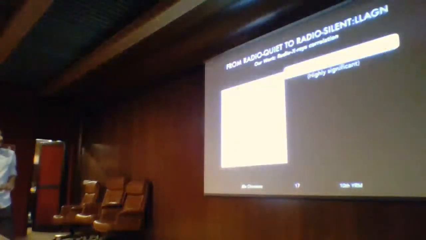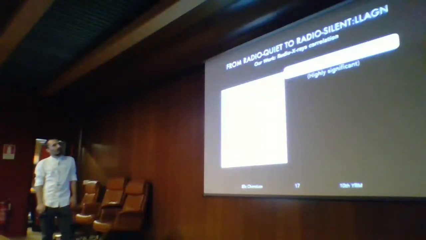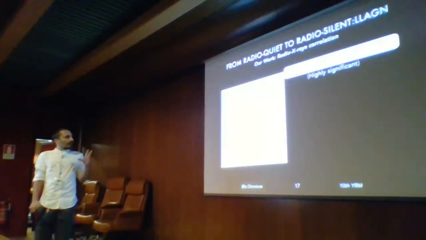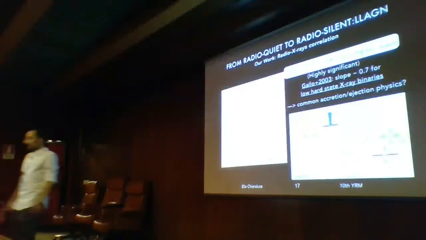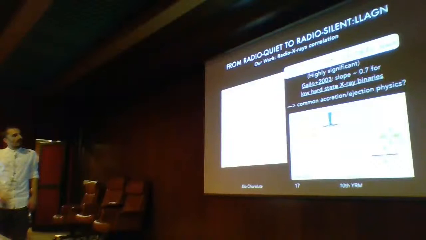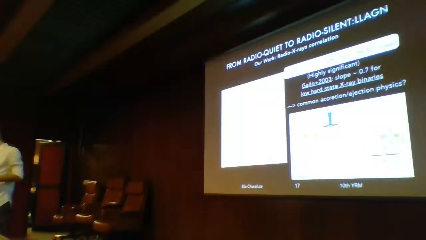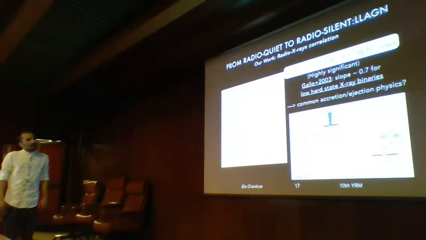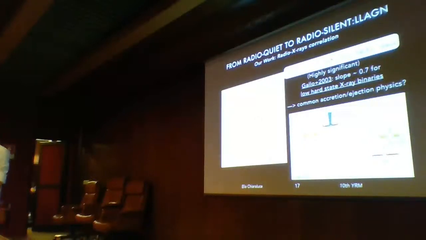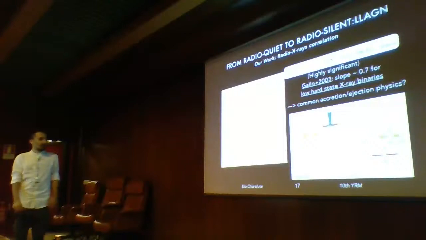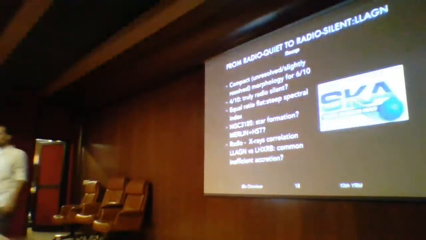Last but not least, I would like to show the significant correlation we have found between radio and X-rays, and the slope of this correlation is consistent with that found for low hard state X-ray binaries. In this case, there could be a common accretion and ejection physics, and both sources would be characterized by relatively inefficient accretion physics. It is still a matter of debate, this analogy, but this is a good point to study and to focus on. And I would like to leave you with my conclusions. Thank you.